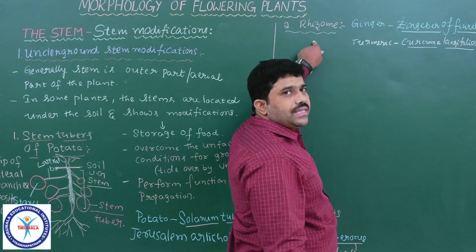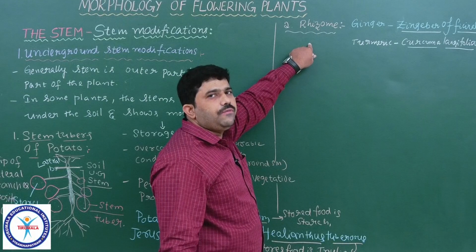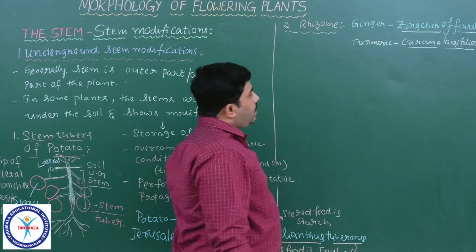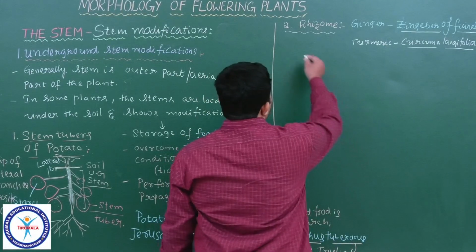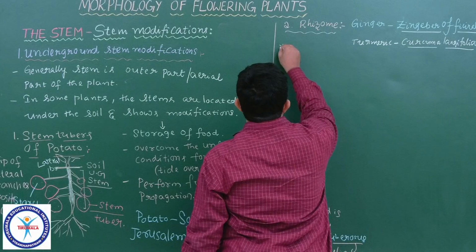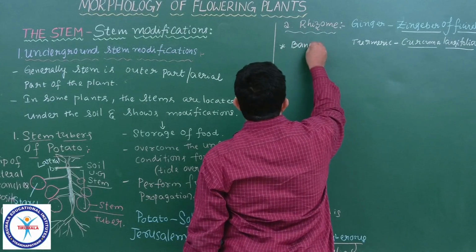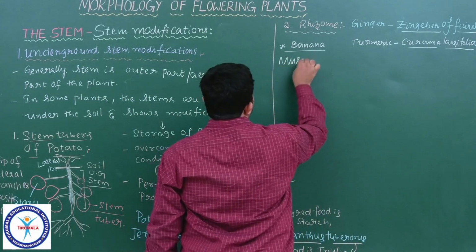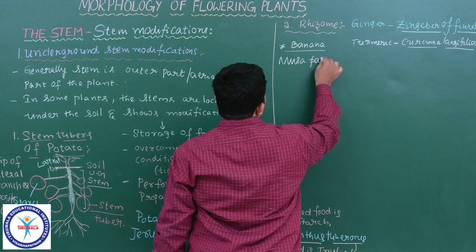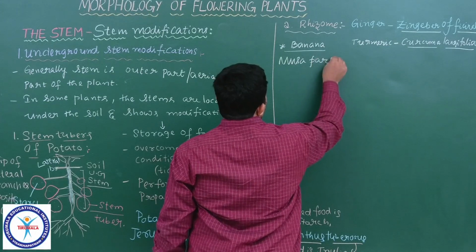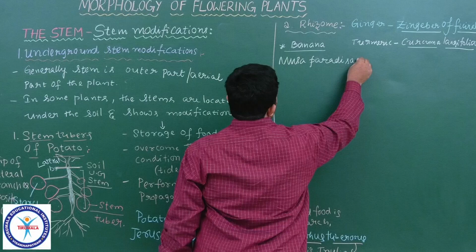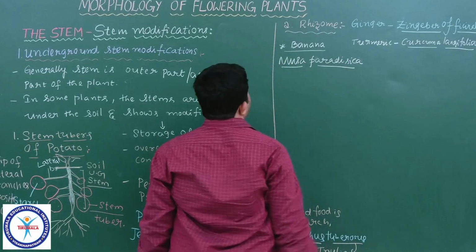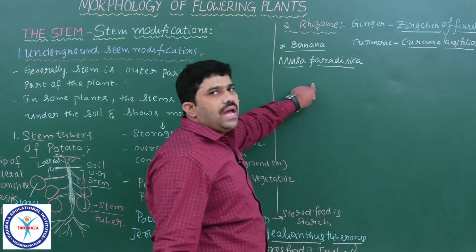This turmeric also possesses a type of underground stem modification called, what is it? Rhizome. Very good. Now you got the point, students. The next exemplary plant, one more plant you should write here, is banana. The banana scientific name is Musa paradisiaca. Musa paradisiaca is the scientific name of banana. In the banana also the stem is underground.